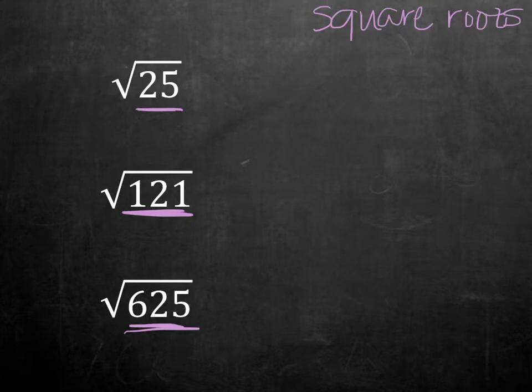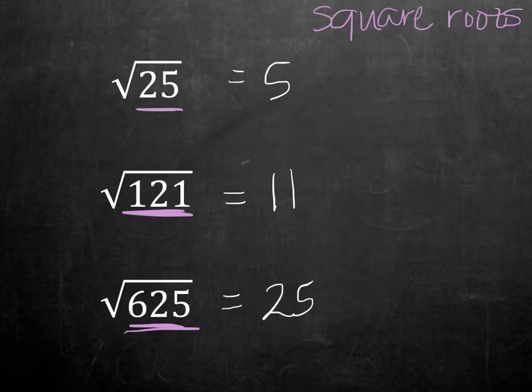So the square root of a number is the number that you multiply by itself to get that number. So for instance, the square root of 25 is 5. The square root of 121 is 11. The square root of 625 is 25 because those are the numbers you have to multiply by themselves to get those numbers.